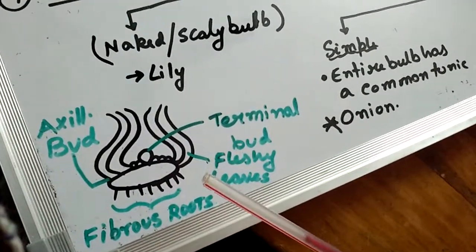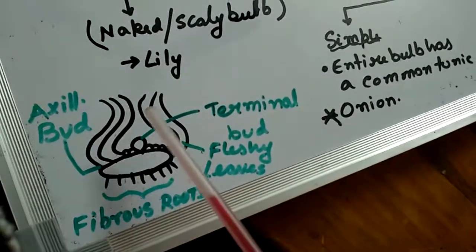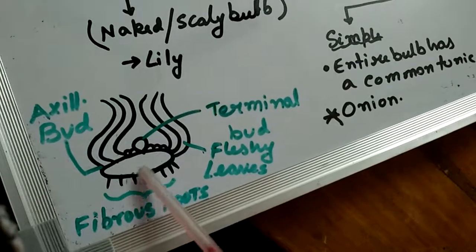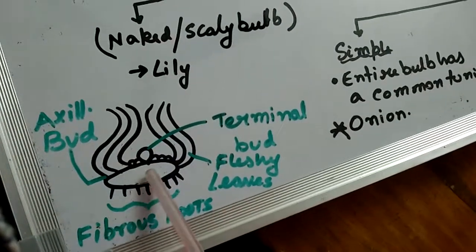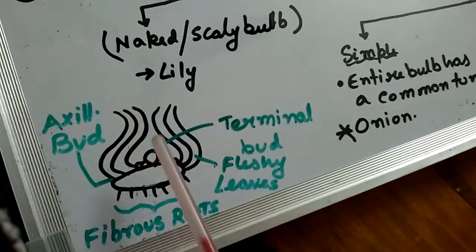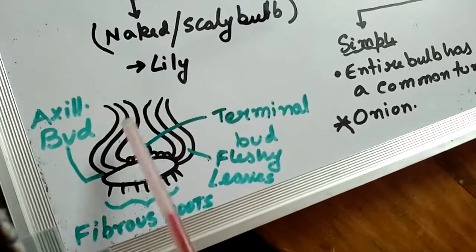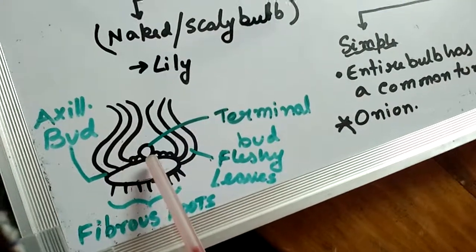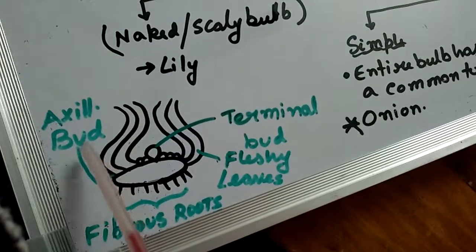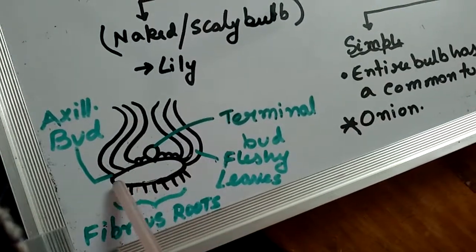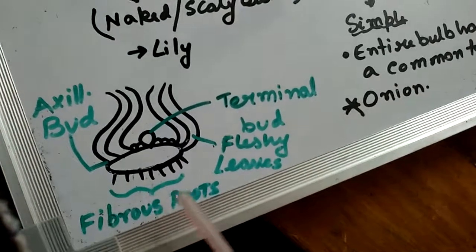I have drawn the bulb of an onion here. So as you can see, this is a disc-like structure. It is a highly reduced stem. This is a disc-like structure underneath here, and these are fleshy leaves, and towards the center we have the terminal bud. These are axillary buds here. Towards the extreme positions, these are axillary buds, and these are fibrous roots.